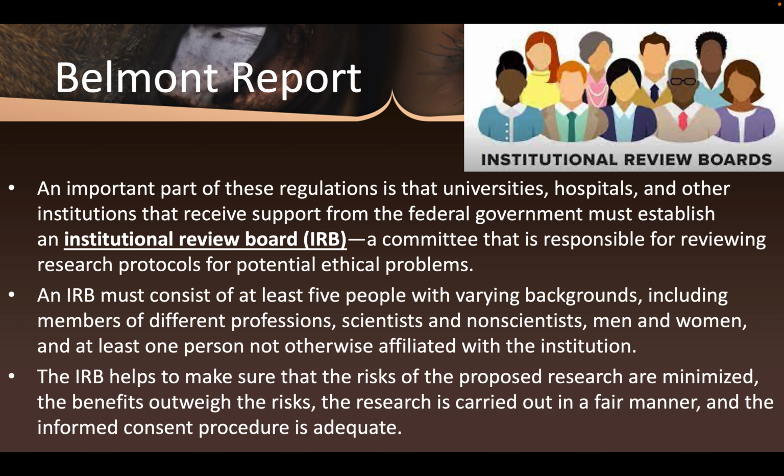An important part of these regulations, we're talking about the Belmont Report of these regulations, is that universities, hospitals, and other institutions that receive support from the federal government must establish an institutional review board, a committee that is responsible for reviewing research protocols for potential ethical problems. An IRB must consist of at least 5 people with varying backgrounds, including members of different professions, scientists and non-scientists, men and women, and at least one person not otherwise affiliated with the institution.